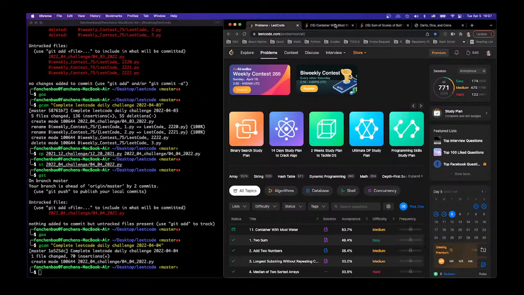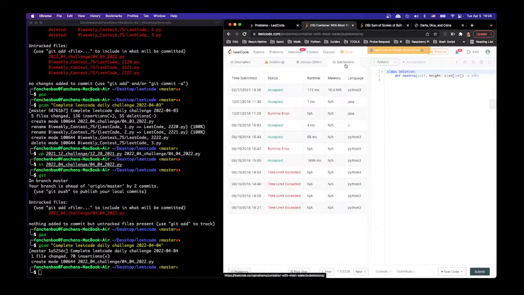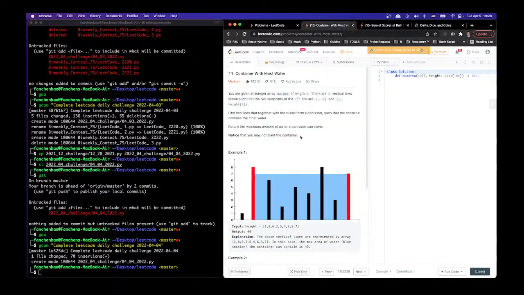Container with most water. That was an old problem, very old. Oh, I remember this one. I solved this one many times. It's a very tough problem for me. I struggle a lot. Let's see if we can get it this time. If I remember correctly, I think there is a two-pointer solution for this.